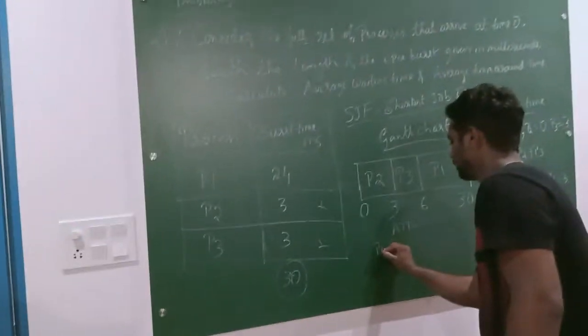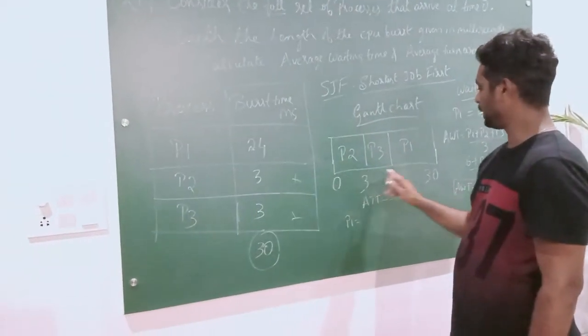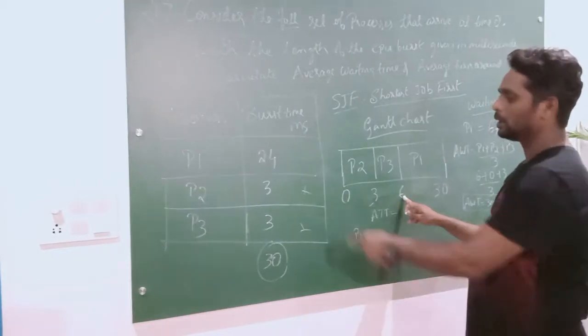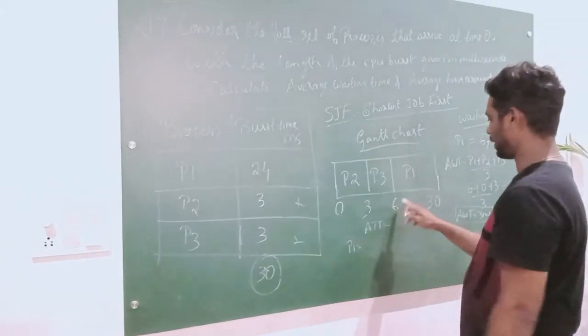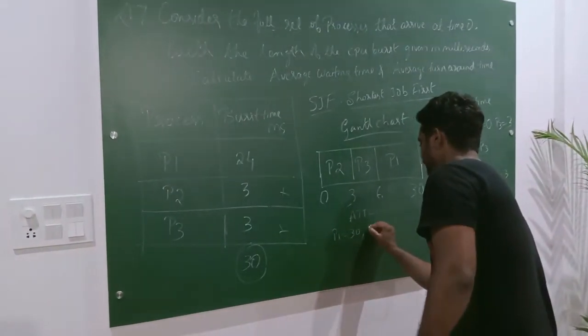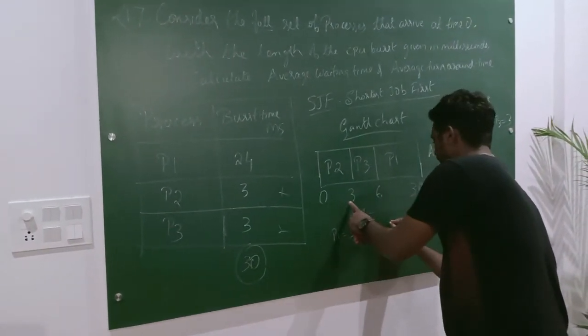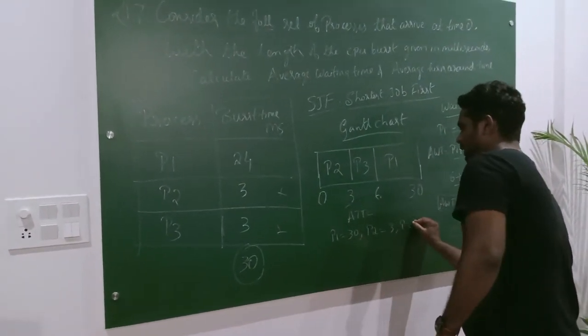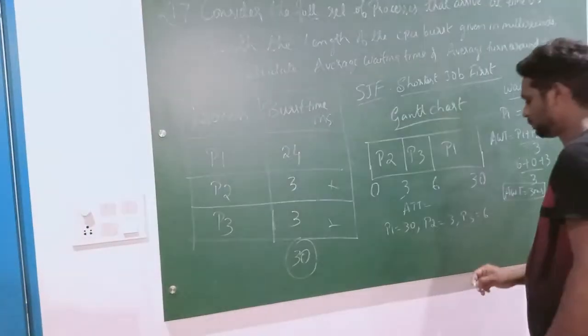Same way, average turnaround time. So P1, when it was submitted, after 6 seconds it took how many seconds for execution? 24 seconds. So towards the right, whatever it is, that is your turnaround time. P1 is 30, P2 is how much? 3. P3 is how much? 6. That's it.